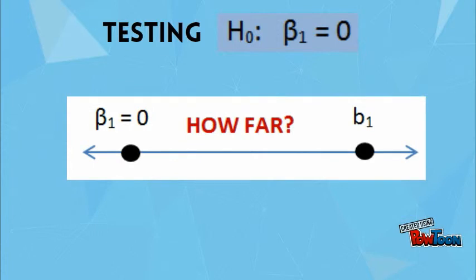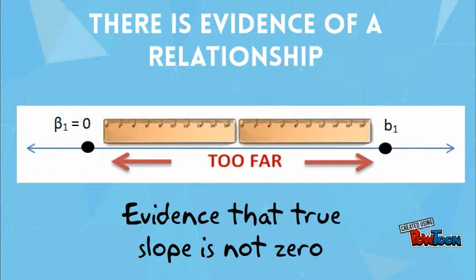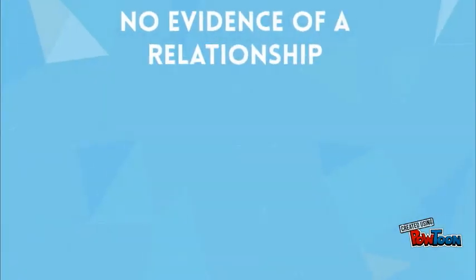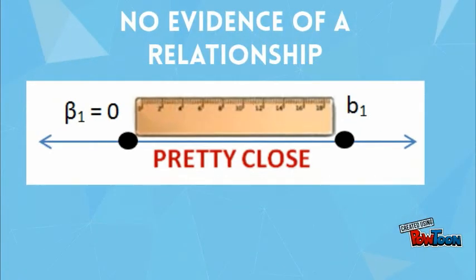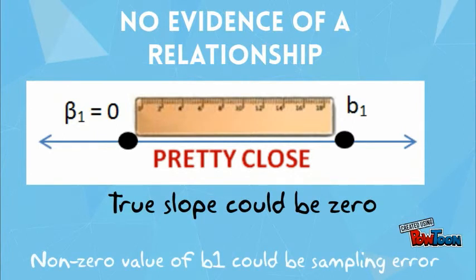Similar to other statistical tests, to test beta 1 equal to 0, we look at b1, the estimate of beta 1, and see how far away b1 is from the hypothesized beta 1 of 0, measured in standard deviations. If b1 is too far away from 0, we have evidence that beta 1 is not equal to 0, and thus that there is evidence of a linear relationship in the population. However, if b1 is fairly close to 0 statistically speaking, we conclude that the population slope beta 1 could be equal to 0, and that we may have observed a non-zero b1 in the sample simply because of sampling error.